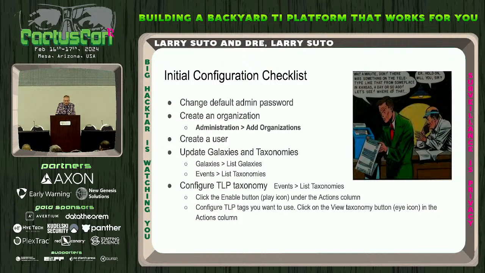One thing you want to do once you're up and running is change the default admin password. Create some organizations if you want, create a user. Sync the galaxies and taxonomies. We'll talk a little about those later, just so you get the latest ones. And then configure the TLP taxonomy. You'll need this because most events will have at least a TLP tag. That's just the Traffic Light Protocol, the basic sharing tag of how sensitive the event is. There are other taxonomies, you can browse through them.